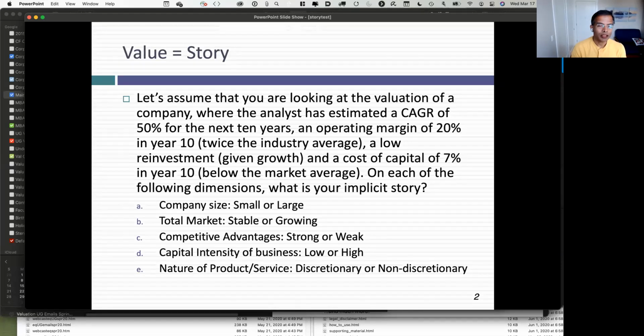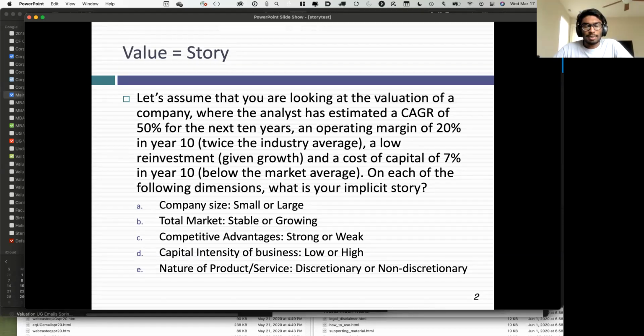I'm also assuming that they have very low reinvestment. They have a high sales to capital ratio, so they're investing very little. And the cost of capital I have in dollar terms is 7%. When you compare to the rest of companies, that's well below what a typical company's cost of capital is. So it's an Excel spreadsheet of growth, margins, reinvestment, cost of capital. On each of the following dimensions, I want you to tell me what I'm telling you. Some of these are going to be easier than others. Am I telling you something about the company size? Is my story a big company story or a small company story? What gives it away?